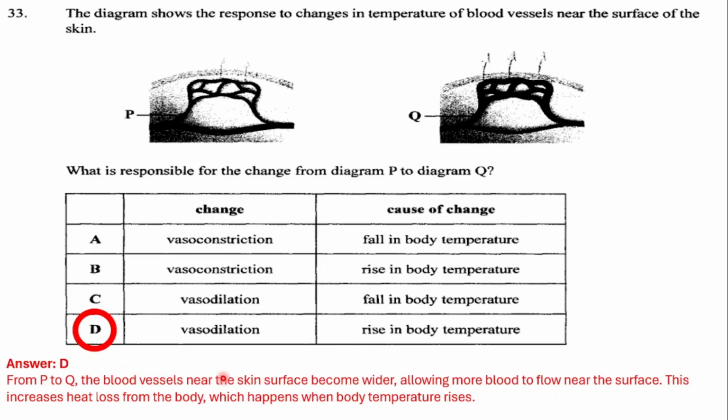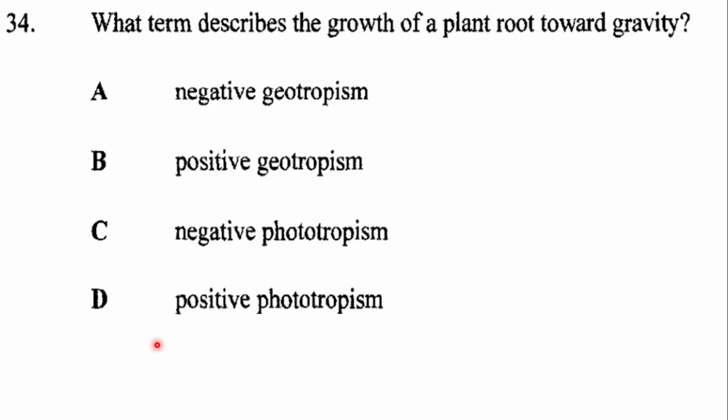So the blood vessels near the skin surface become wider, allowing more blood to flow near the surface. This increases heat loss, so heat is going to be lost from the body, which happens when body temperature rises. So the correct answer is definitely going to be D.